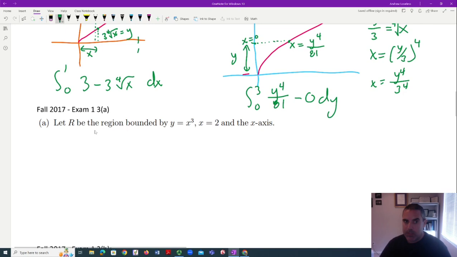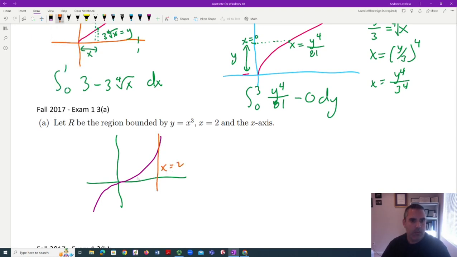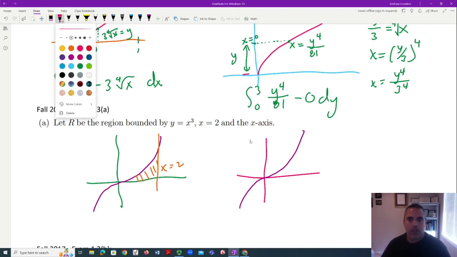I'm going to add something to this problem. Let's consider the region. So now we have a cubic. We have x equals 2. And now I have a few questions for you. So in the next sections, I'll draw it again. Cubic, x equals 2.